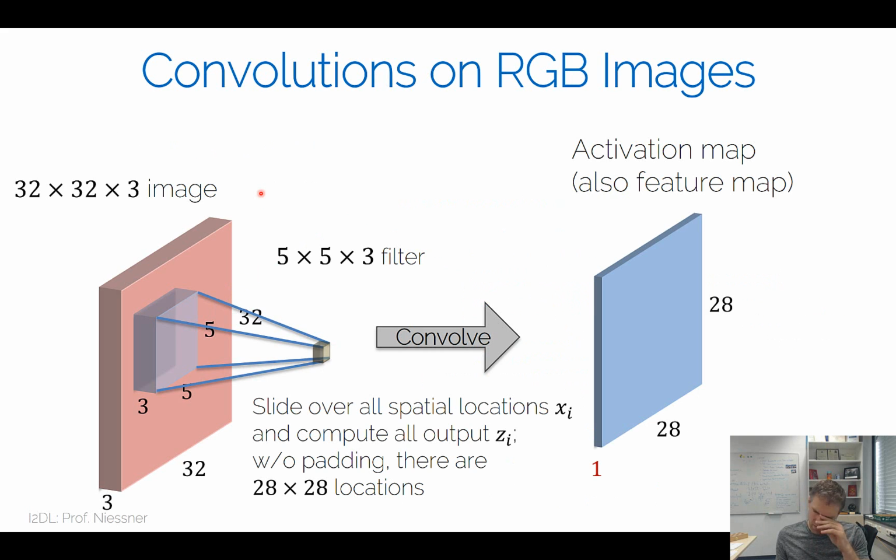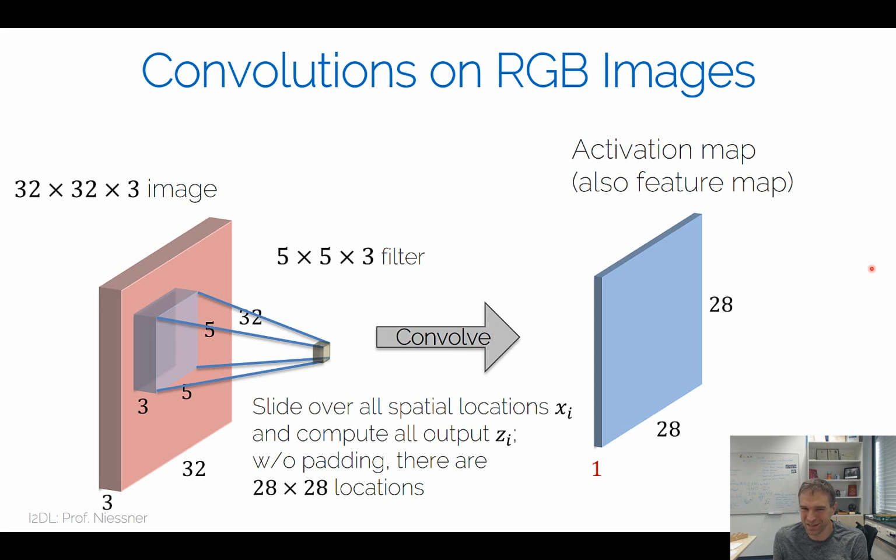Then we are going to get, in total, 28 times 28 valid locations where we can apply this filter. We're simply sliding this conv kernel over all the spatial locations where it's possible and computing the respective output z_i. And as an output, what you're getting right now is what's called an activation map. Later, this will become a feature map.